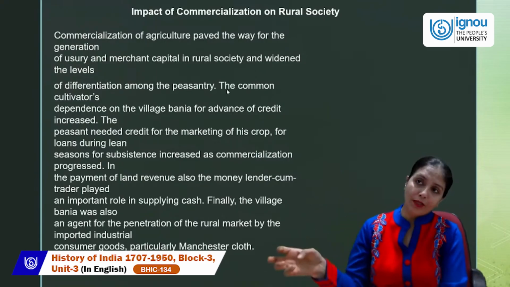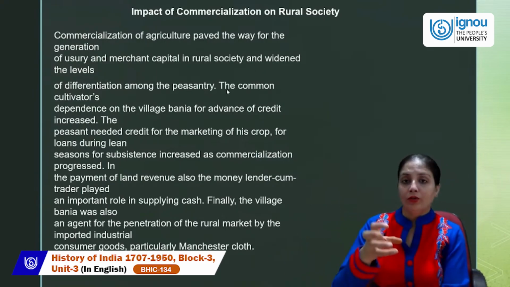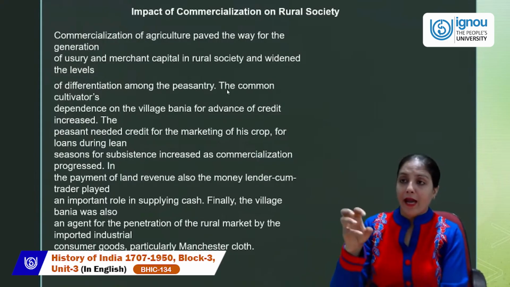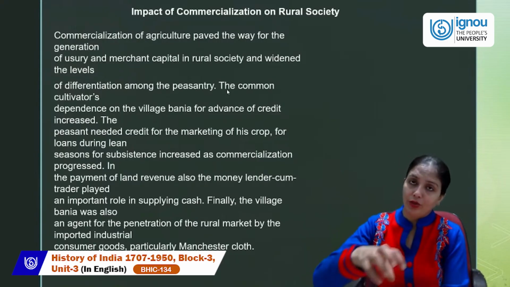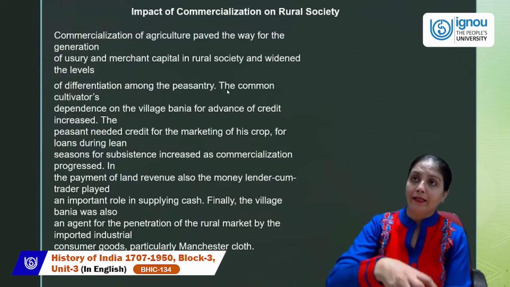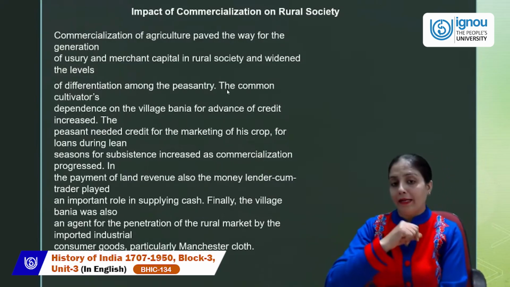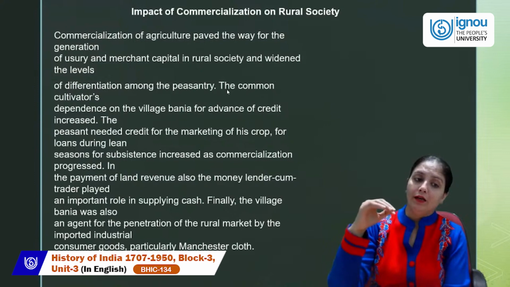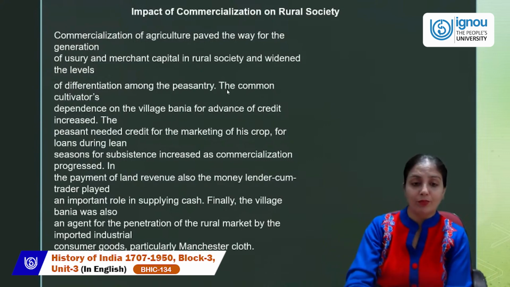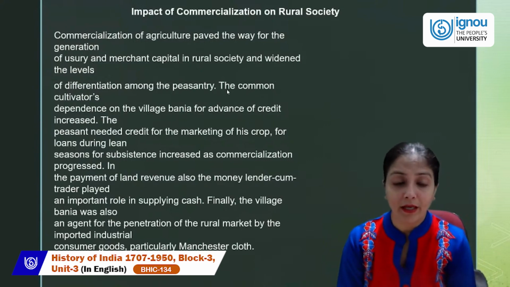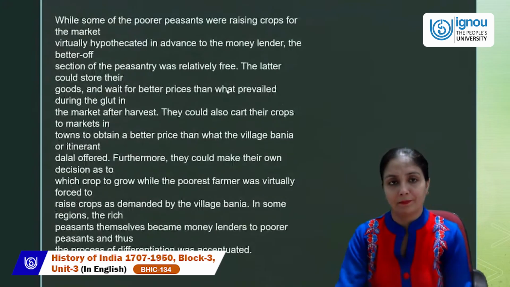Then they went to the village bania to get a loan, and the village bania gave the loan to the particular peasant, who had so many activities in agriculture. These things increased as commercialization progressed at that time. Who did this? The British East India Company.